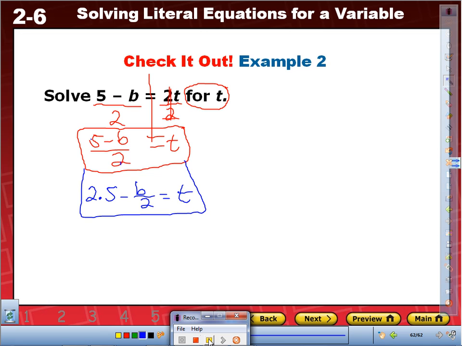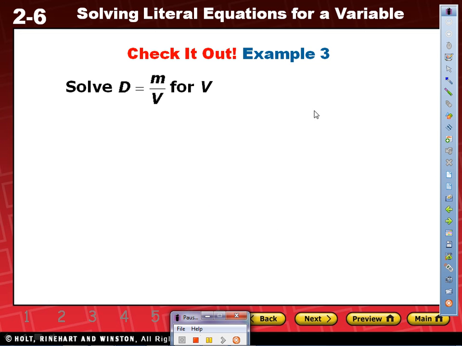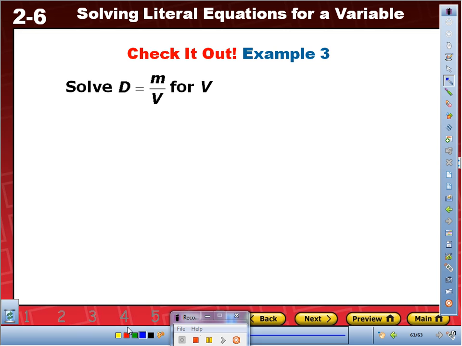Copy this next one down, example 3. Solve D equals M divided by V for V. Copy that, we'll do that one together. Line down your equal sign, circle whatever they're asking us to solve, V.